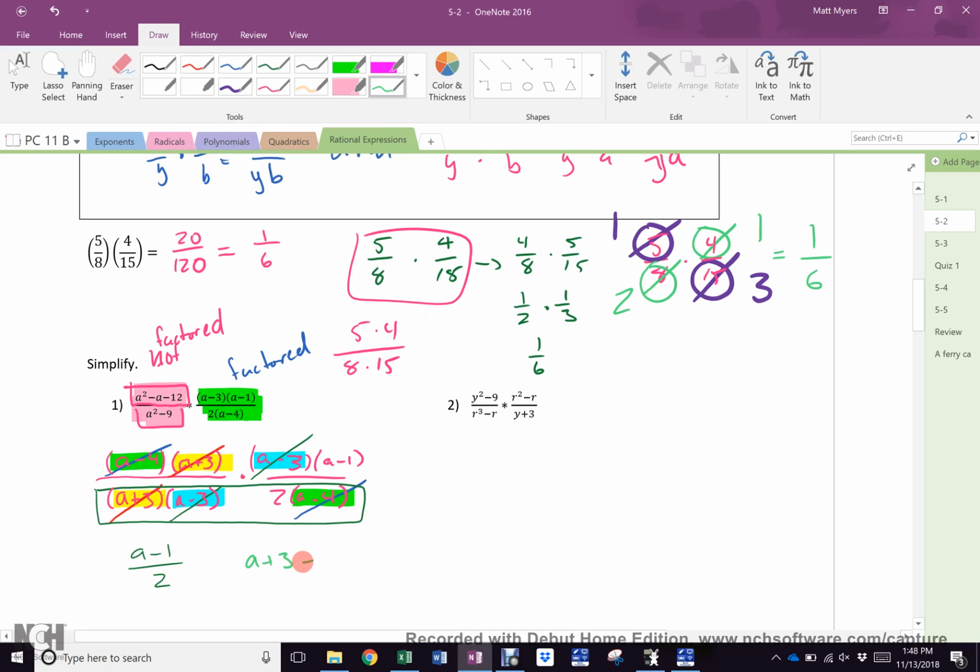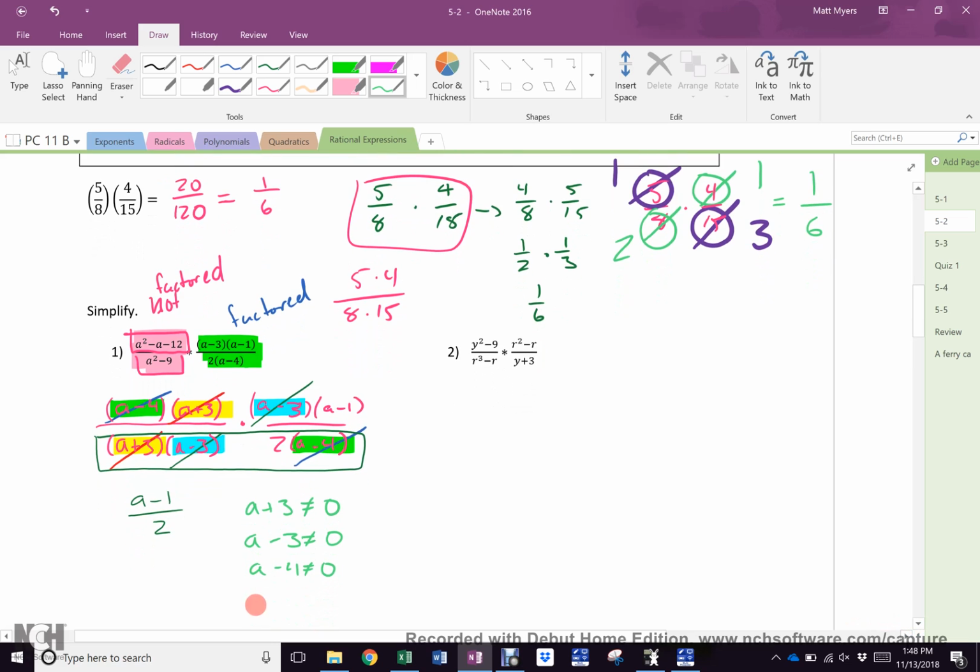A plus 3 can't equal 0. A minus 3 can't equal 0. A minus 4 can't equal 0. So A can't be plus or minus 3 or 4. Does everyone understand? Everyone is good? Does it matter how yucky this gets looking? No, because you follow the same rules. What are those rules? The same rules we always follow.